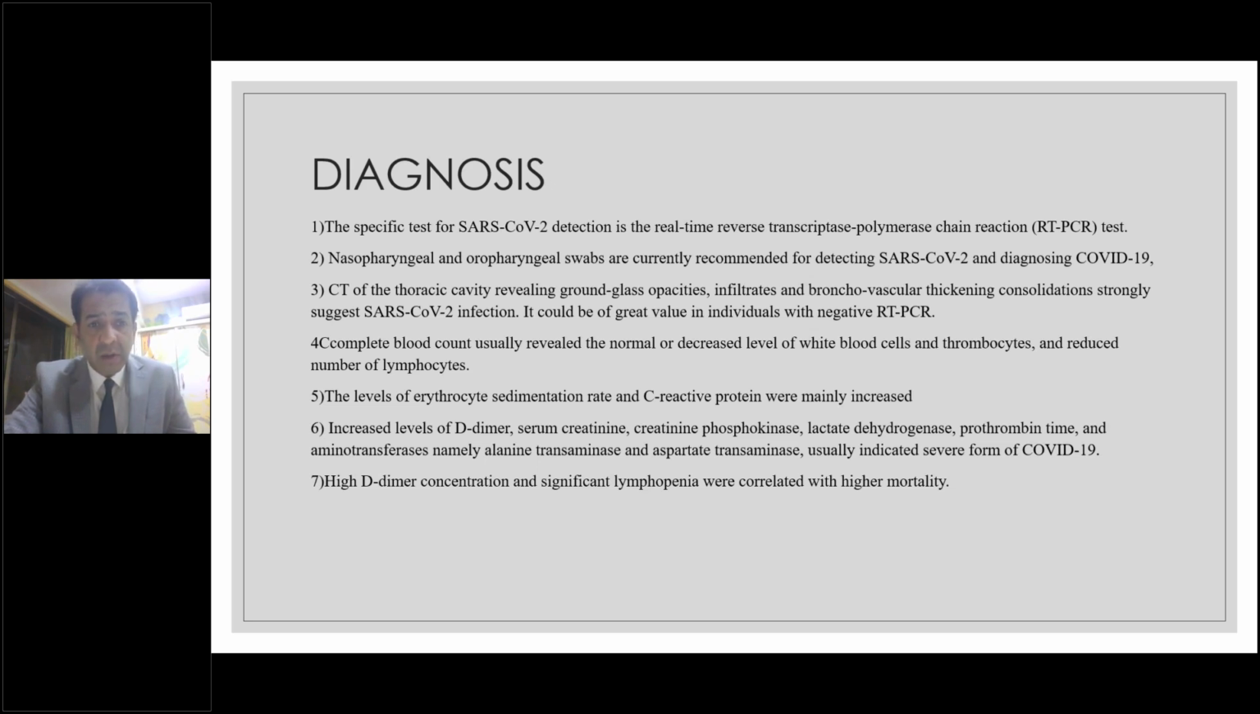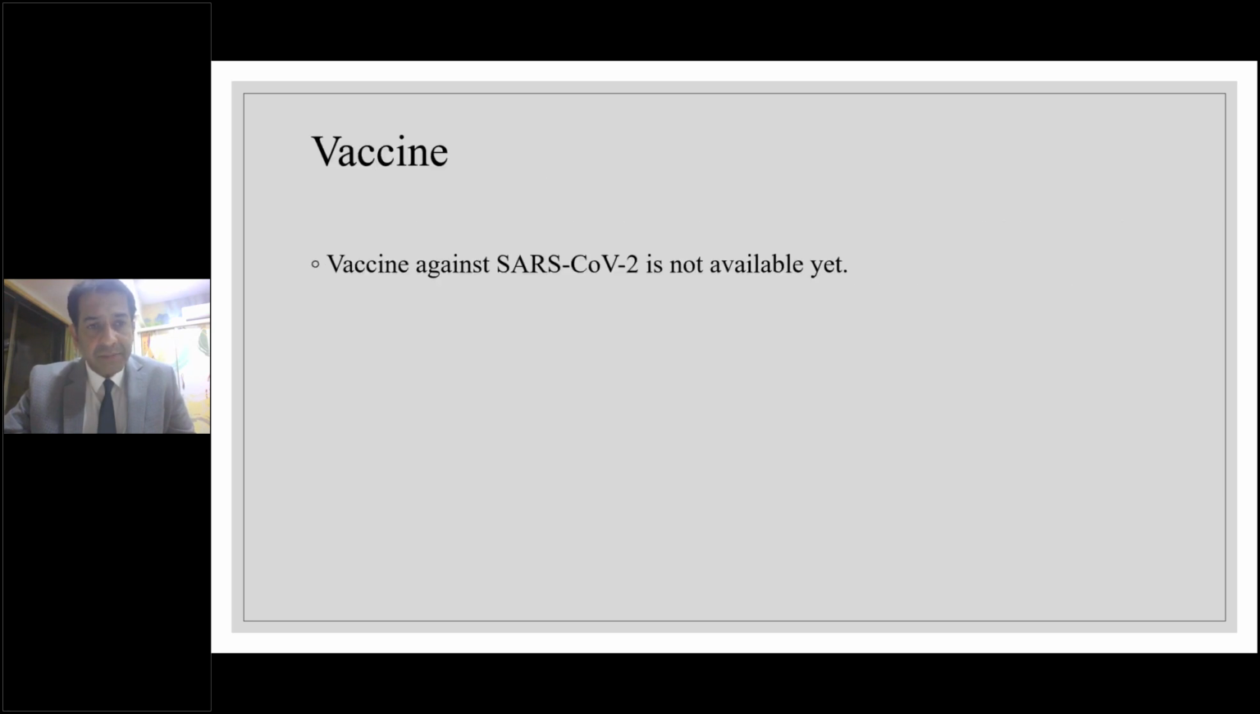Take a complete blood count, which might show decreased levels of white blood cells, thrombocytes, and decreased number of lymphocytes. The levels of erythrocyte sedimentation rate and C-reactive protein are mainly increased. There are increased levels of D-dimer, serum creatinine, creatinine phosphokinase, prothrombin time, and the liver enzymes. It indicates a severe form of COVID-19, and high D-dimer concentration and significant lymphopenia are correlated with higher mortality. So these are the investigations that are routinely done in COVID-19 patients.